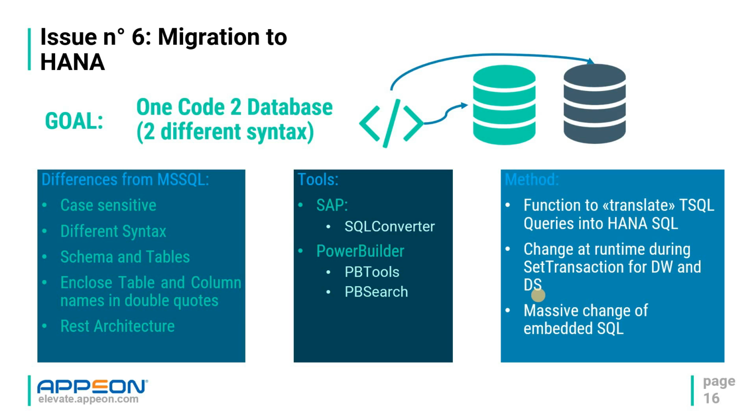So using PB Tools and PB Search, we modified with a batch tool all our embedded queries, and we made a function to translate TSQL queries into HANA SQL. The change is done at runtime during the set transaction for data windows and data stores. As I've said, we did a massive change of embedded SQL.